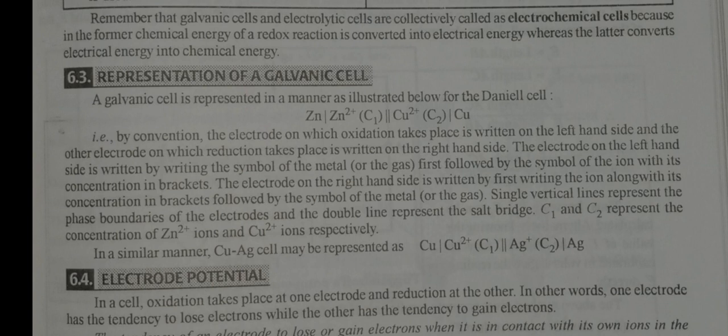In a similar manner, a copper-silver cell may be represented as copper in phase boundary with copper ions in contact with the salt bridge, and silver ions in contact with silver.